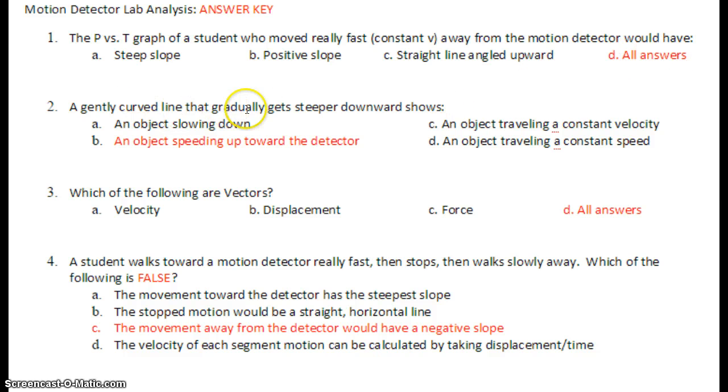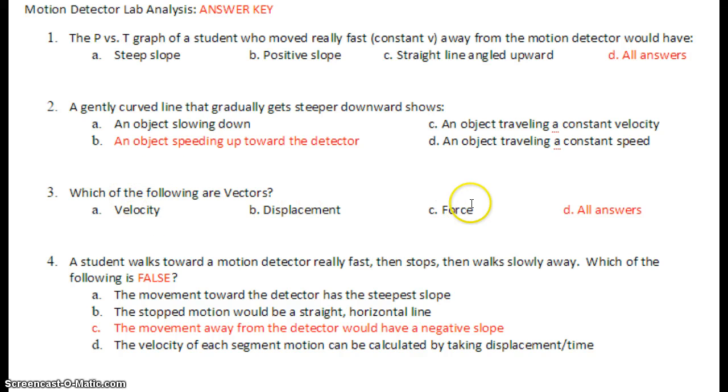A gently curved line that gradually gets steeper downward shows an object speeding up toward the detector. The curve implies the rate is changing, and if it's curved, it's getting steeper. It means it's speeding up. And so when we say downward with the motion detectors, we should be able to determine that it's moving towards the detector.